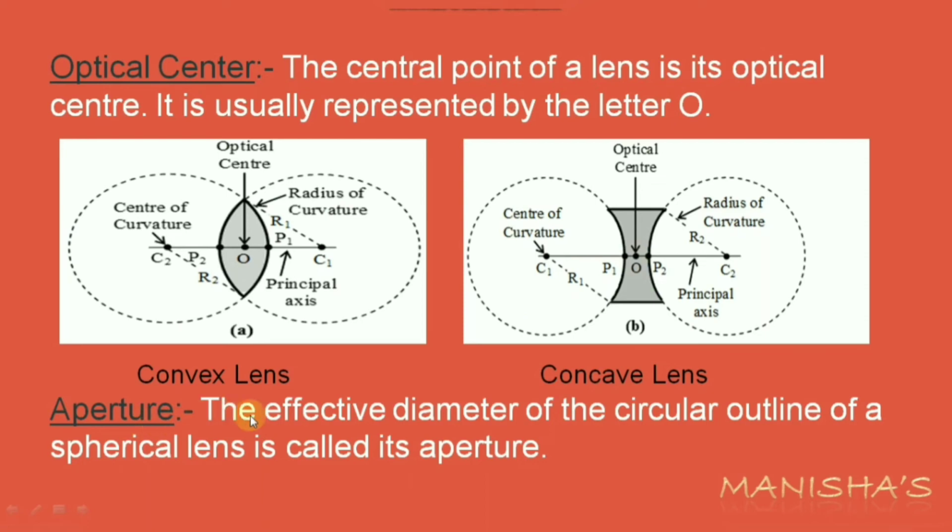Next is the aperture. The effective diameter of the circular outline of a spherical lens is called its aperture. So that effective diameter through which the refraction can occur, so that part is known as the aperture.